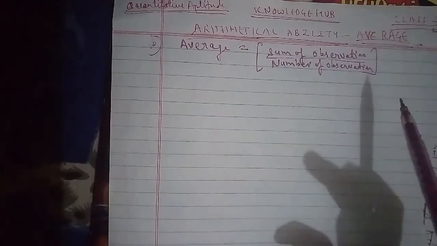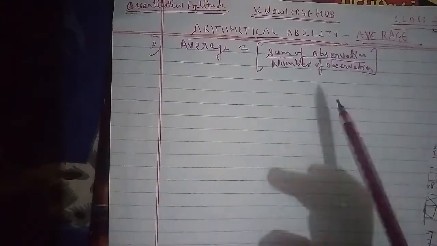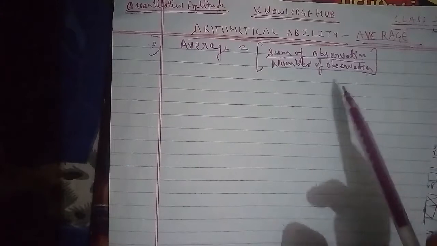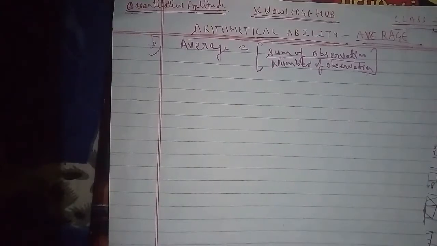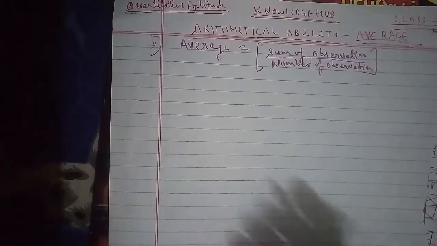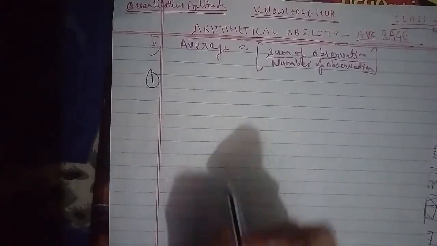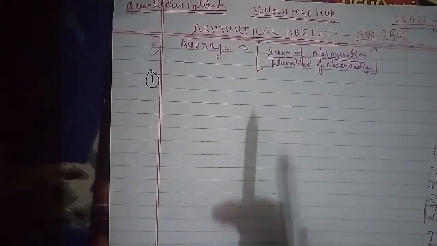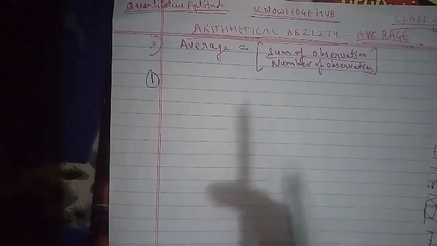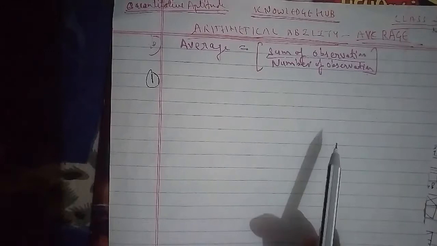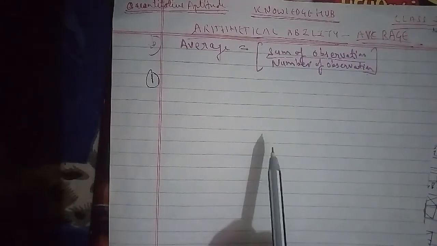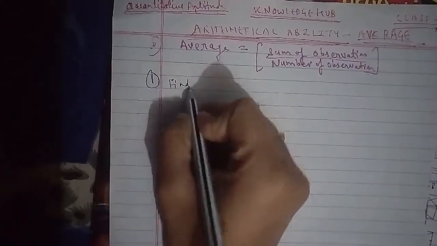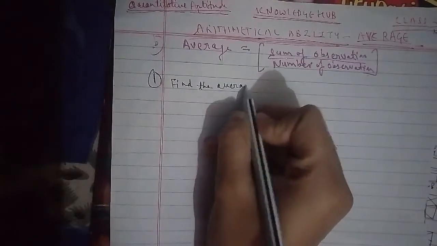The first question of the session is: find the average of all prime numbers between 30 and 50. You have to find the average of only the prime numbers between 30 and 50. So the question is, find the average of all prime numbers between 30 and 50. This is the first question of the averages that we have to talk about.